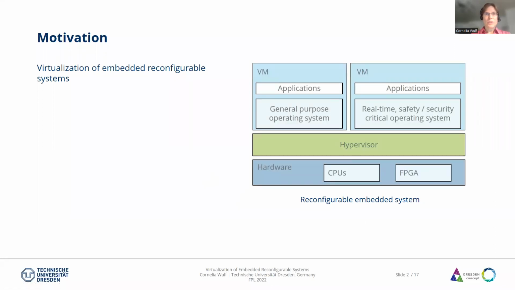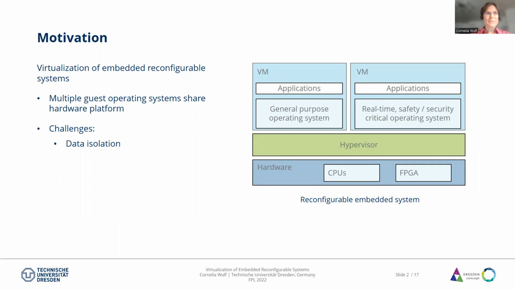Virtualization enables the joint execution of multiple guest operating systems, isolated in virtual machines on the same hardware platform. In embedded systems, often general-purpose operating systems, for example for the processing of large data amounts, run next to deterministic real-time operating systems for safety or security-critical control systems.